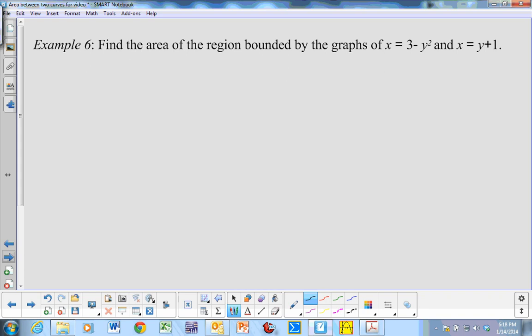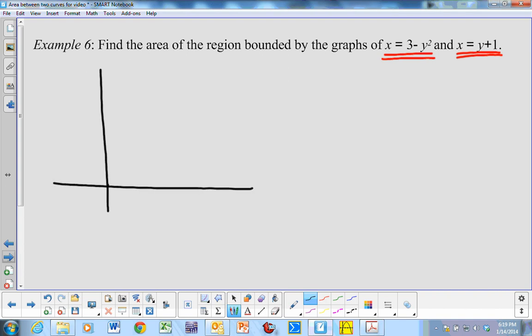Now notice this time that your graphs are x equals and x equals. Now even if the second one wasn't x equals, we could make it that way. The first one would be difficult to solve for y. You would have to do some two pieces and things like that. So it's actually much easier to probably leave it like this. So we're going to go ahead and draw a sketch. And this time our graph is going to be in terms of y.